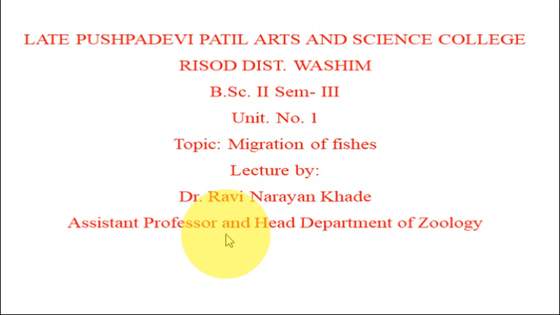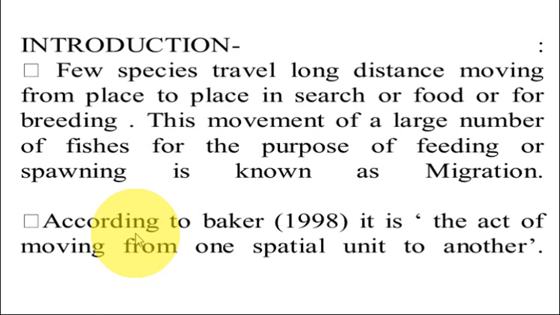In that unit number 1, the last aspect from the unit number 1, that is the migration of fishes. Let's start now. First of all, the introduction. Few species travel a long distance, moving from one place to another place in search of food, or we can say for breeding. This movement of a large number of fishes for the purpose of feeding or spawning is known as migration. This is the standard definition of migration.